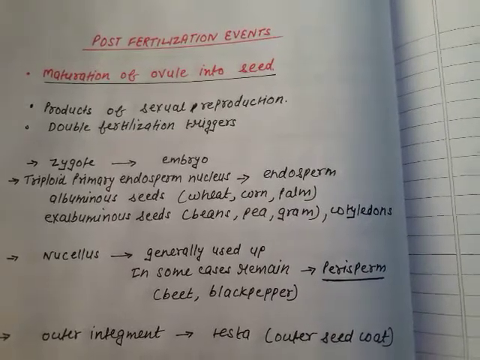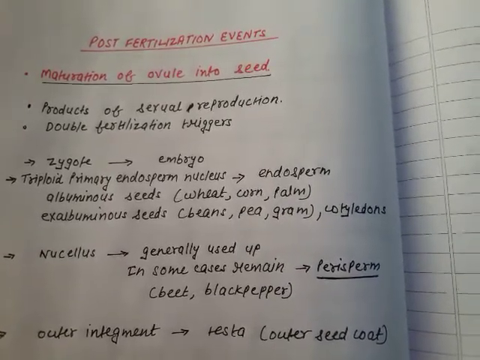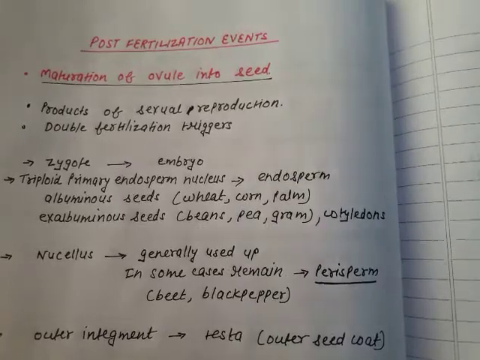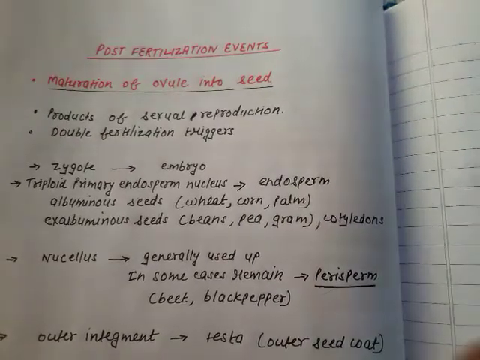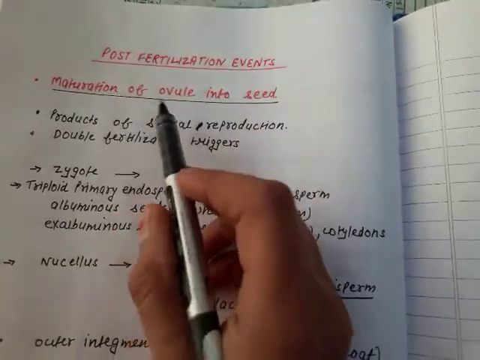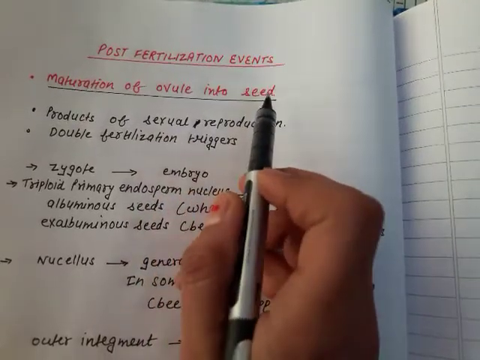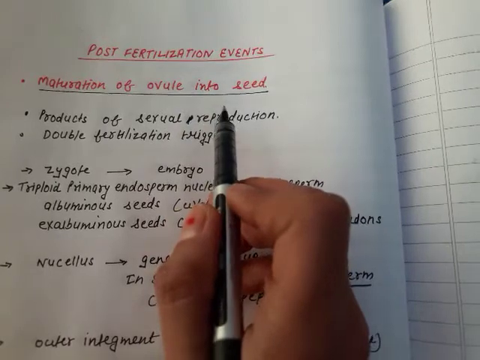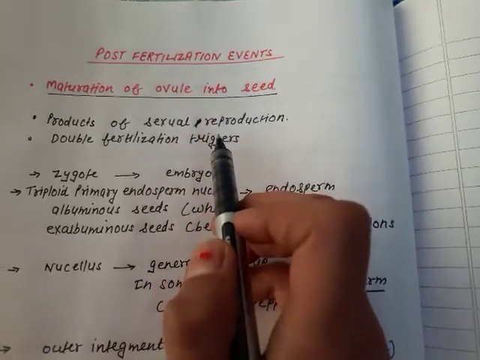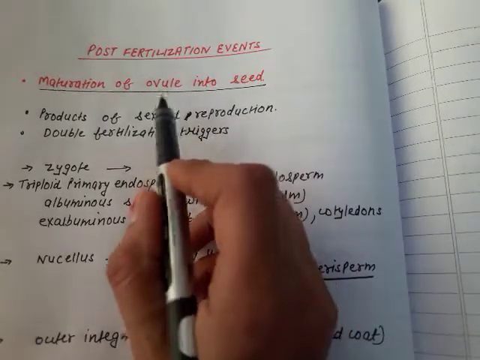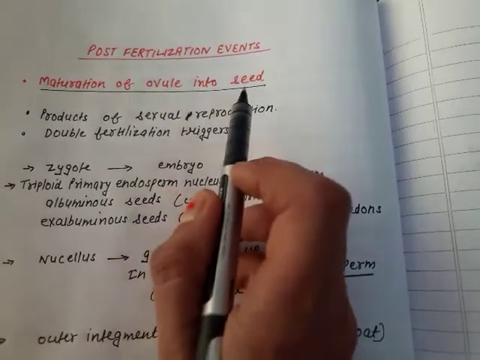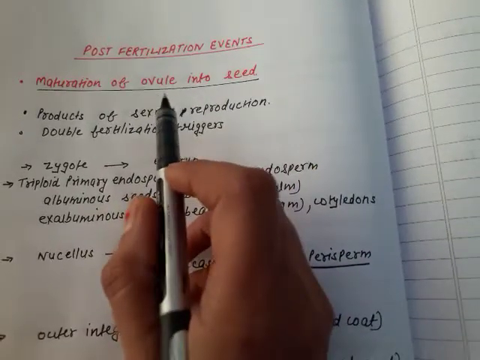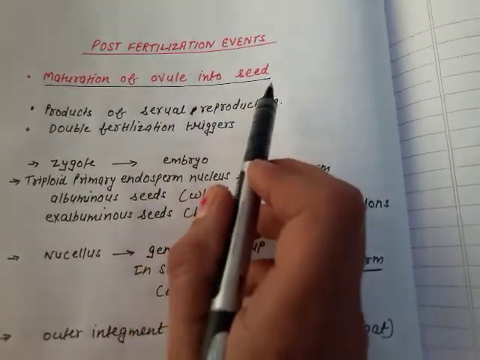Hello students, today we will talk about the third post-fertilization event, that is the maturation of ovule into seed. We have done with the development of embryo as well as the endosperm, and this is the third post-fertilization event, that is the maturation of ovule into seed.